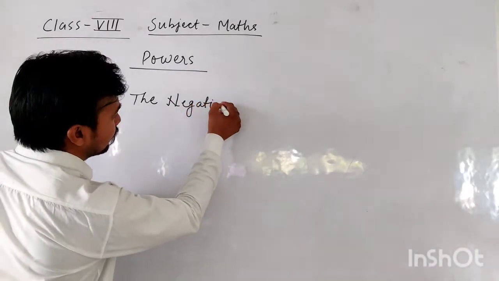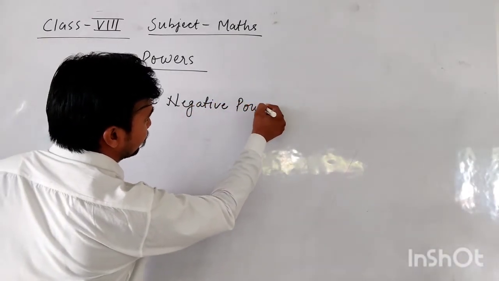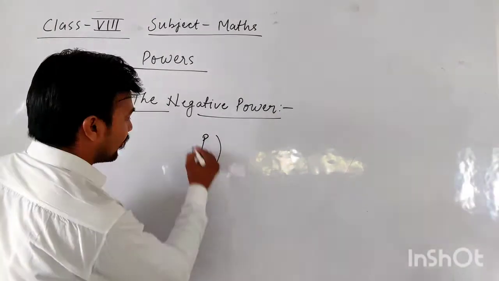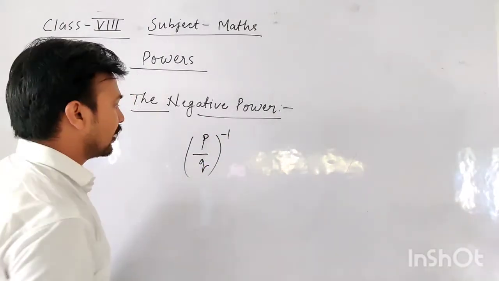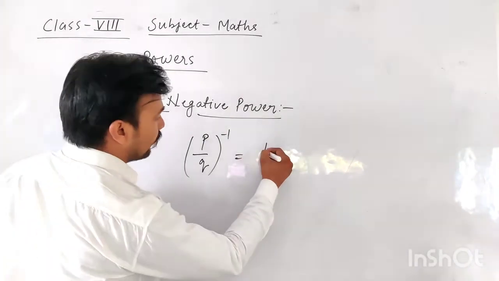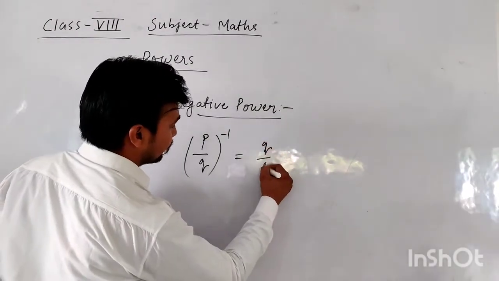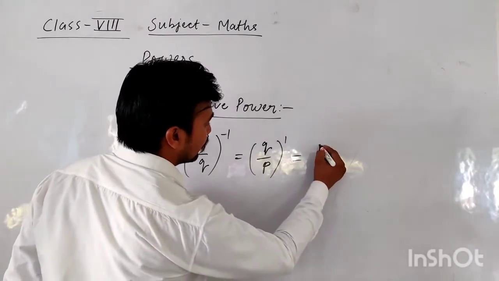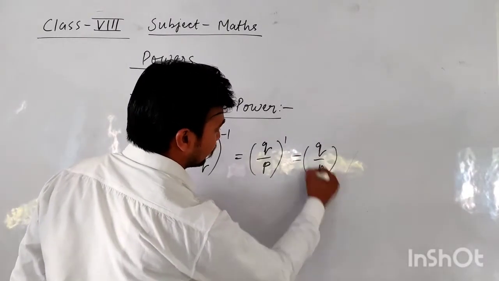Now we will talk about the negative power. In negative power, if we have a rational number p by q and its power is negative, then it becomes the reciprocal of itself and the power becomes positive 1. We can also write this as q by p.